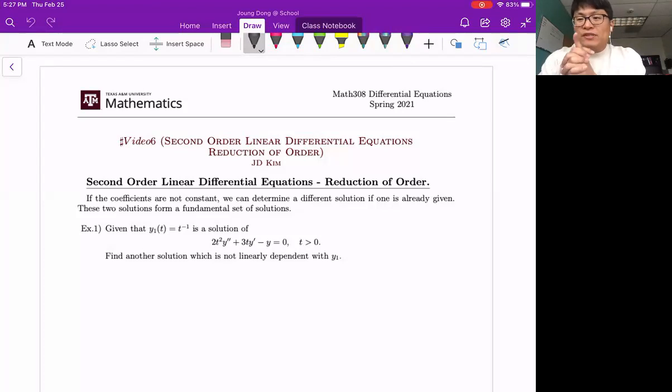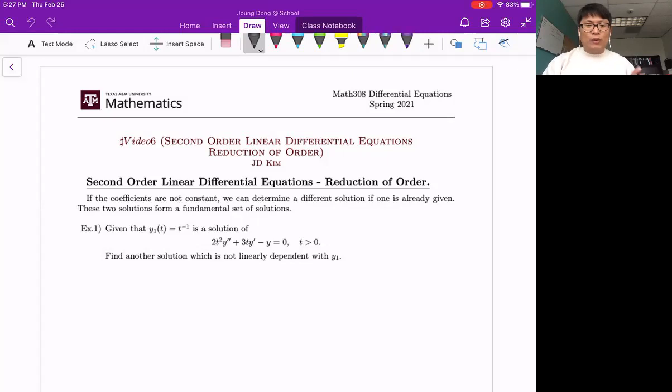And since the coefficient is not a number, I mean, not a constant, we cannot use the characteristic equation at all. But we can look at this example. Y1, the first solution, is given for the differential equation. That is definitely a second order linear differential equation, but with non-constant coefficients, right?